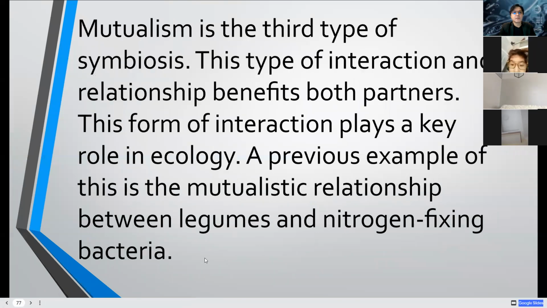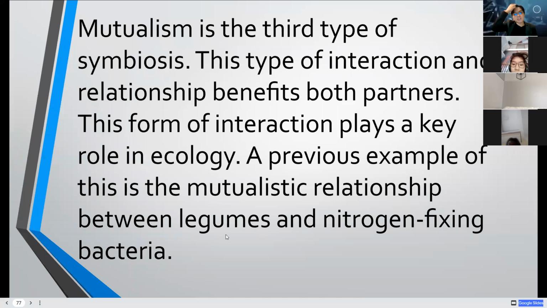Mutualism is a third type of symbiosis or symbiotic relationship. This type of interaction and relationship benefits both partners. They are actually benefiting each other. They have benefits with each other. Okay? This form of interaction plays a key role in ecology.